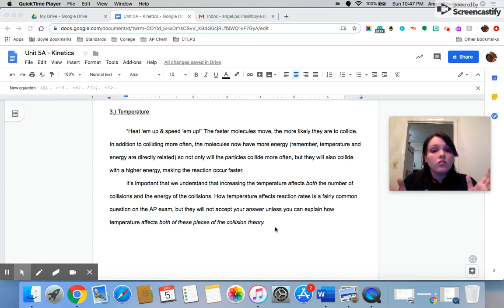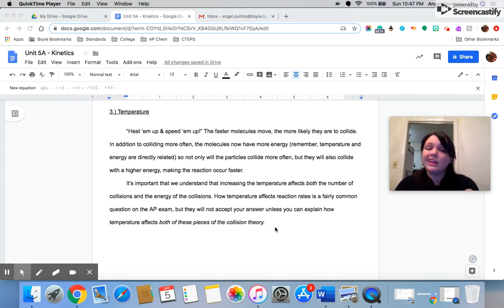But if they're running around hyped up on sugar, they're going to slam head first right into each other, right? So the more energy, or the faster that the molecules move, the more likely they are to collide, and more collisions leads to a faster reaction. But here's the thing, temperature actually affects two pieces of collision theory, and you've got to know that.